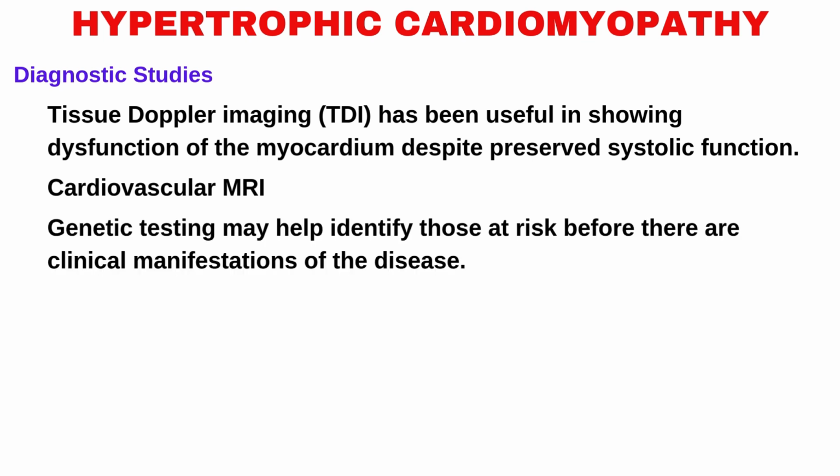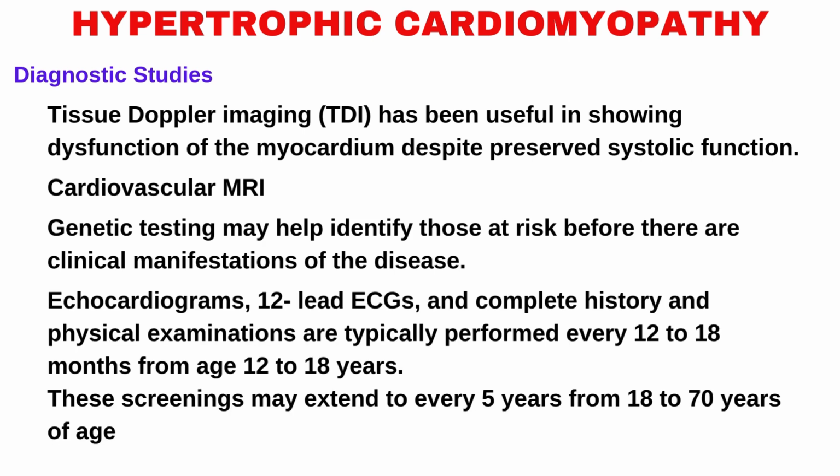Genetic testing may help identify those at risk before there are clinical manifestations of the disease. Echocardiogram, 12-lead ECG, and the complete history and physical examination are typically performed every 12 to 18 months from age 12 to 18 years. These screenings may extend to every 5 years from 18 to 70 years of age in susceptible individuals, that is, those with a family history of hypertrophic cardiomyopathy.